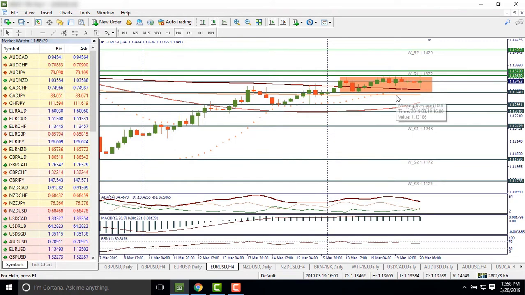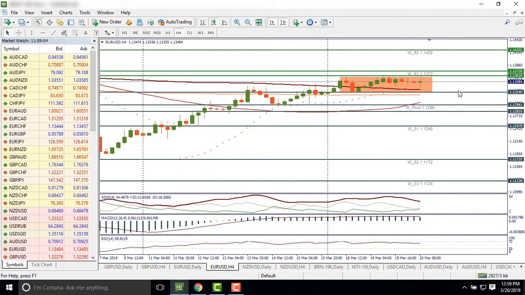We can see that the pair has been trading sideways between the 1.1324 and 1.1362 levels. If the USD gets stronger, the 1.1324 level will be broken and the pair will fall to the next support at 1.1296. The next support lies at 1.1281.